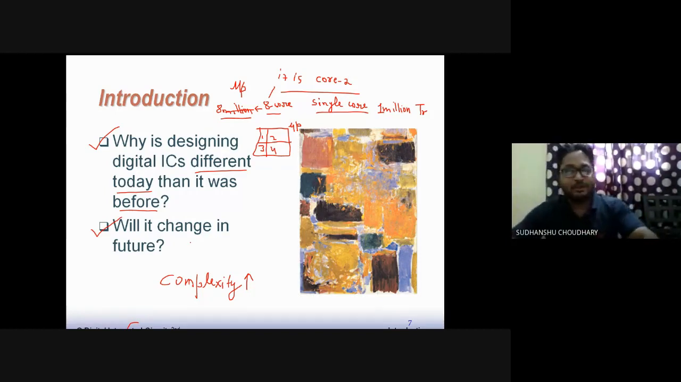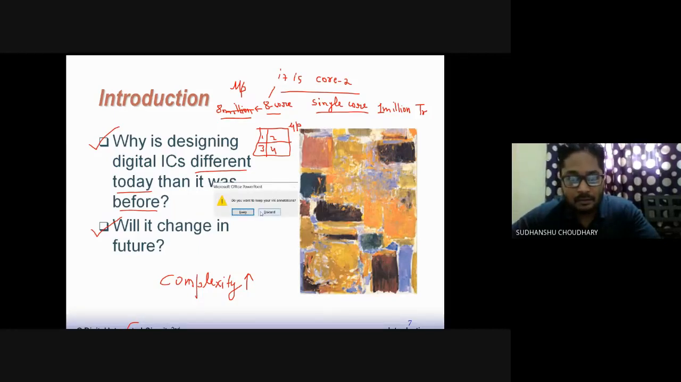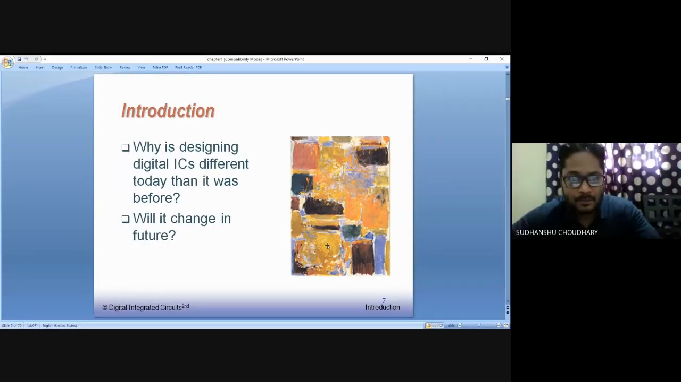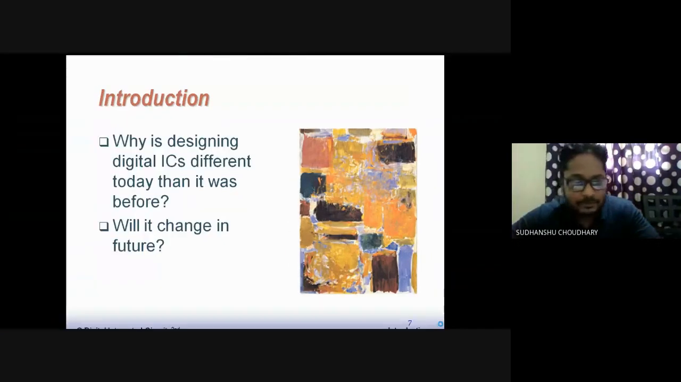So the answer would be that this will not change in future. In fact, you will find that the complexity requirement, or the complexity, will go up further, and this complexity depends on our requirement, right? So the complexity of the digital IC depends on our requirement.